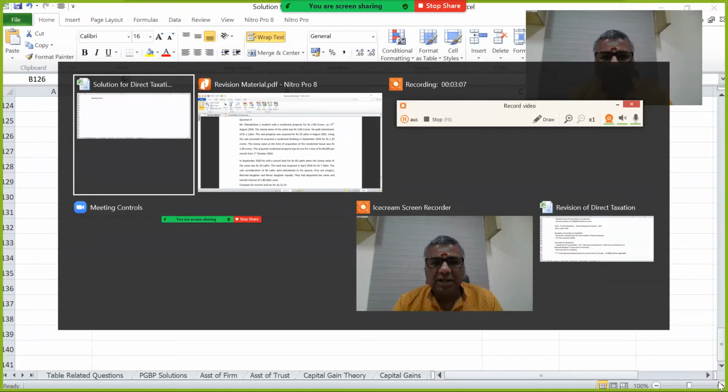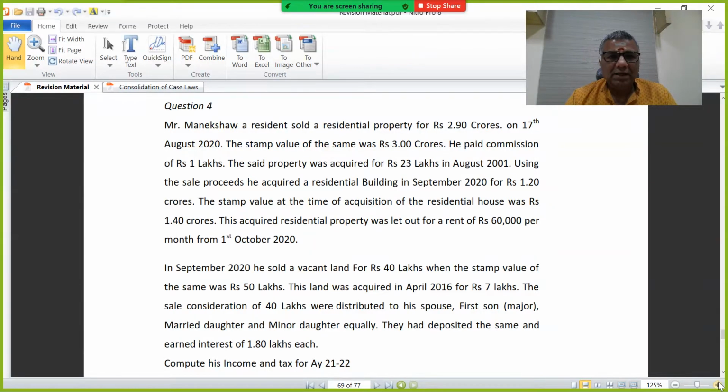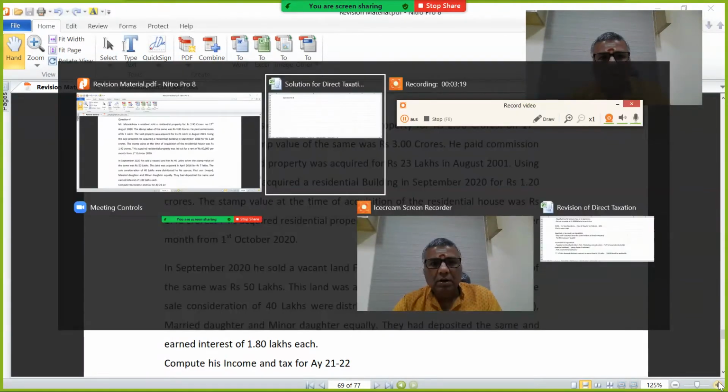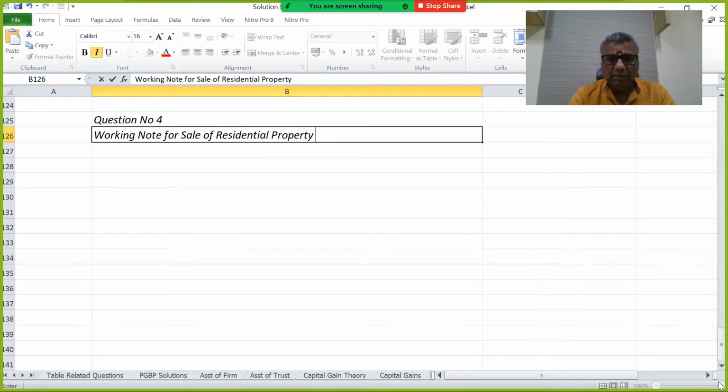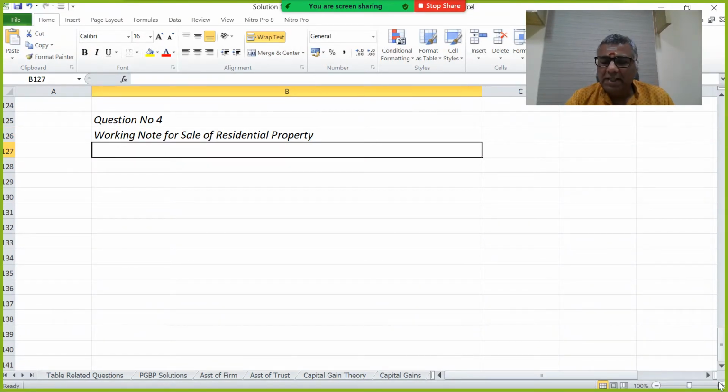Basically, we are checking on capital gains plus something interesting to understand. Okay, first we will see sale of residential property and sale of land. We will do the working notes and then progress. Working note for sale of residential property.